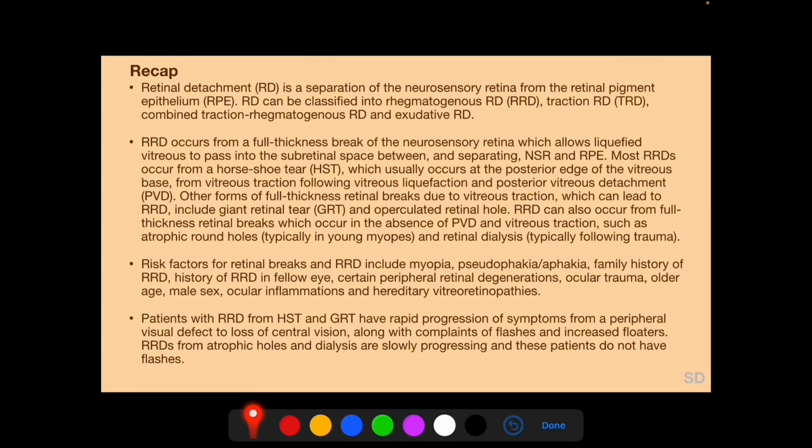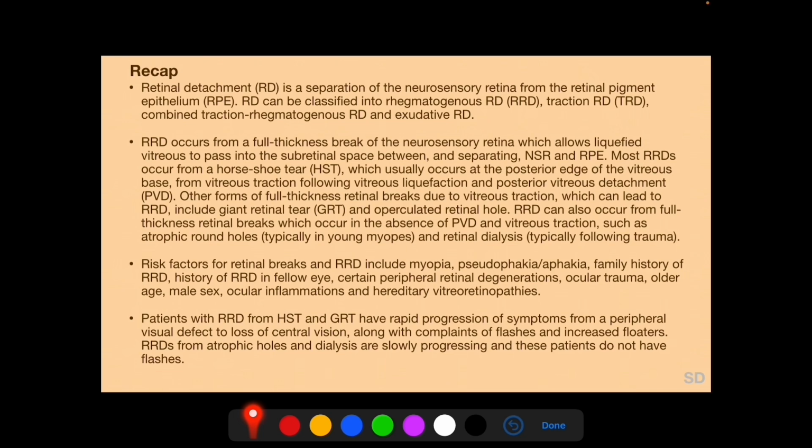RD can be classified into Rhegmatogenous RD, traction RD, combined traction Rhegmatogenous RD, and exudative RD. RRD occurs from a full thickness break of the neurosensate retina, which allows liquefied vitreous to pass into the subretinal space between and separating the neurosensate retina and the retinal pigment epithelium.